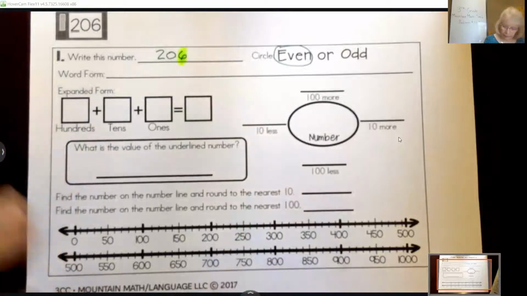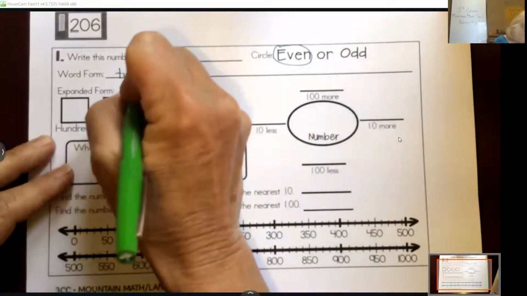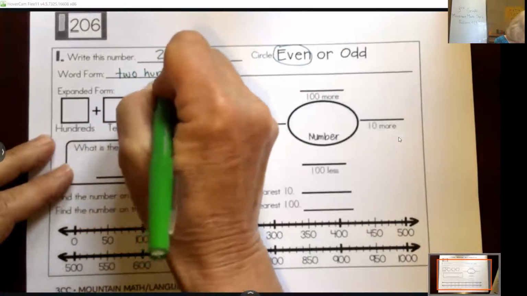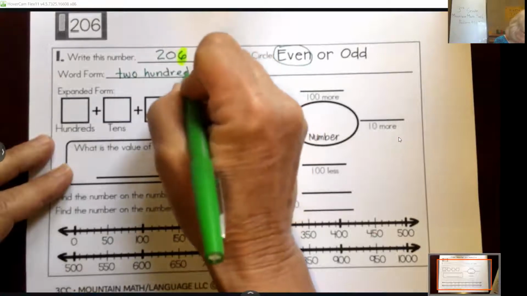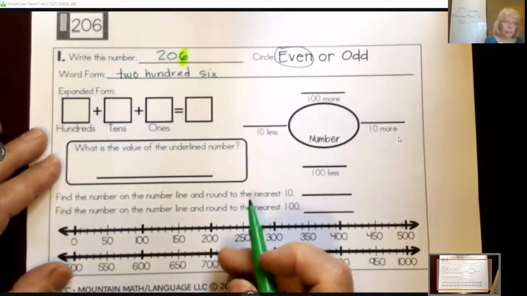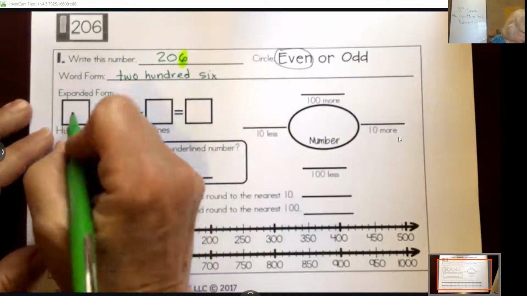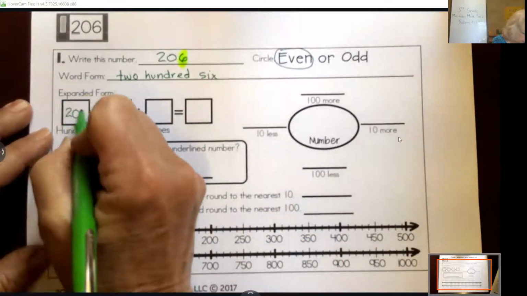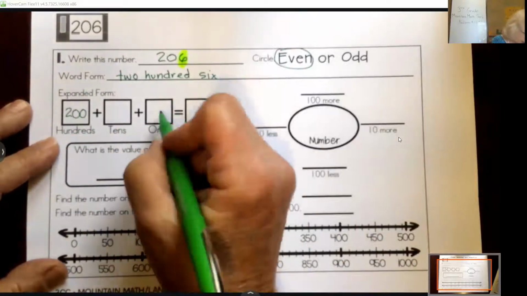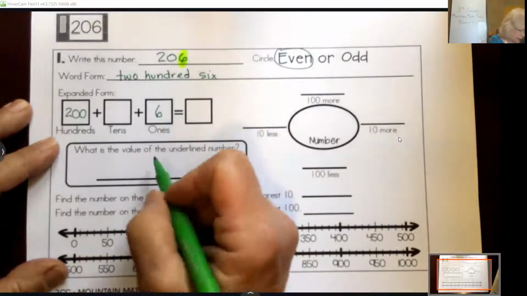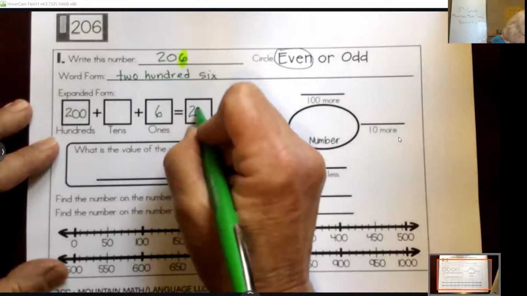We want to write it in word form. And 206 is written just like it sounds, 206. Okay. In expanded form, we put the value in each place value. So in the hundreds, we have 200. We don't have any tens, so we can leave that blank. And then we have 6 ones. And if we add that together, we have 206.